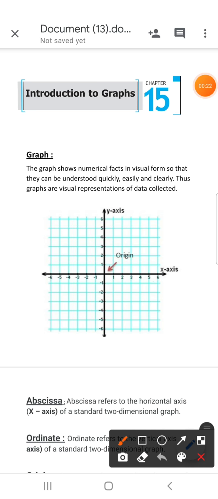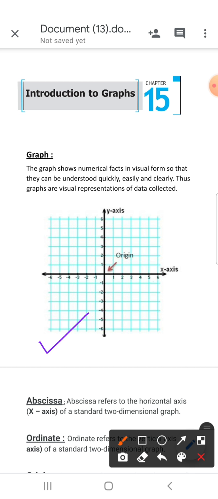Means if you have certain data, how you can represent that in an easy manner so that it will be easy to understand and clear. The graph is the way to represent that data. At first we will know about the graph.